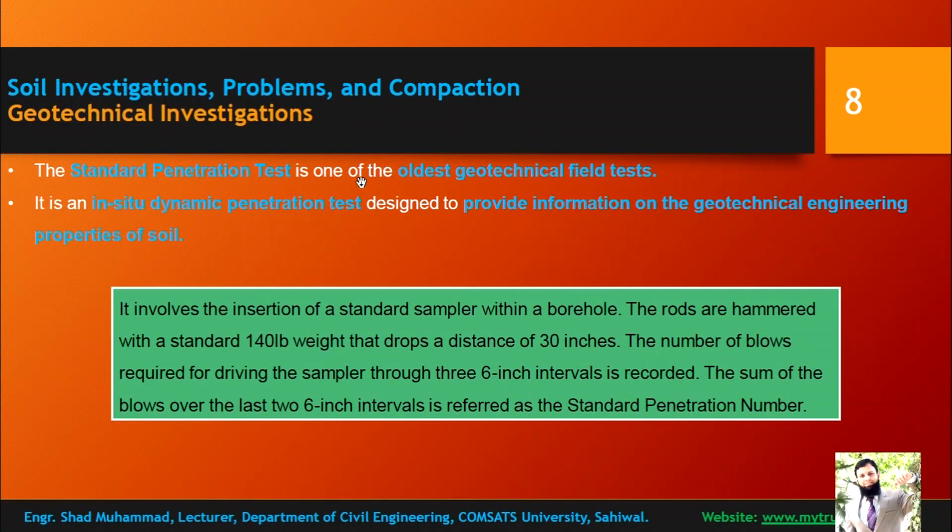The standard penetration test is one of the oldest geotechnical field tests. It is the in situ dynamic penetration test designed to provide information on geotechnical engineering properties of the soil. So this is majorly used for soil exploration.